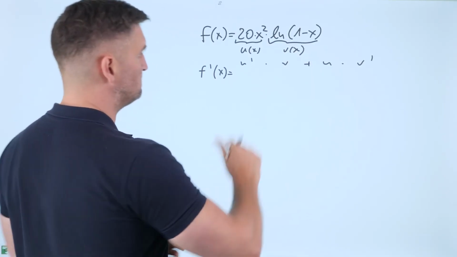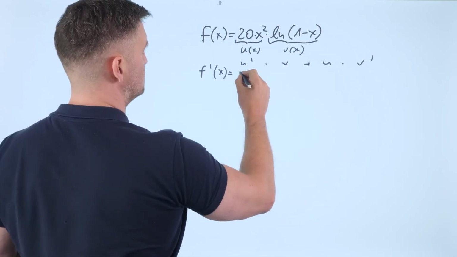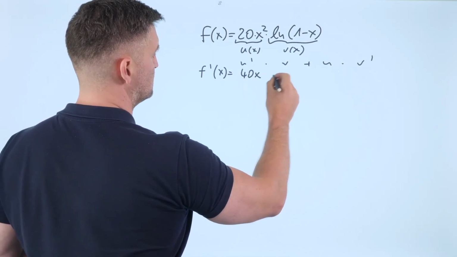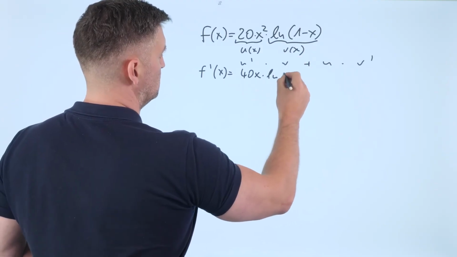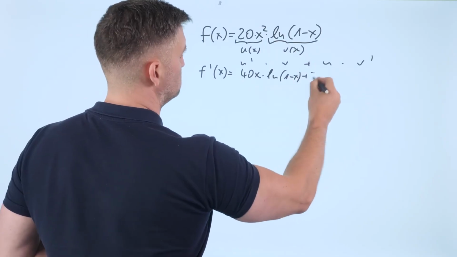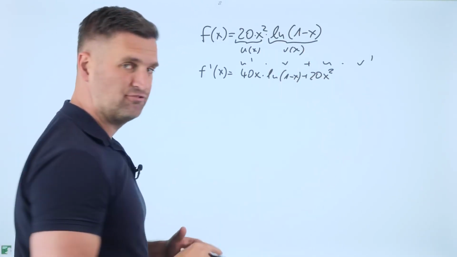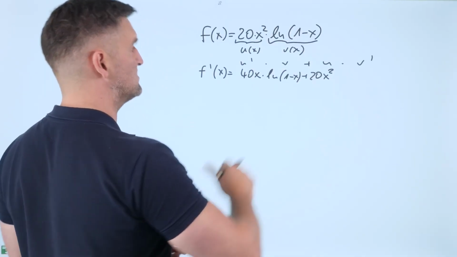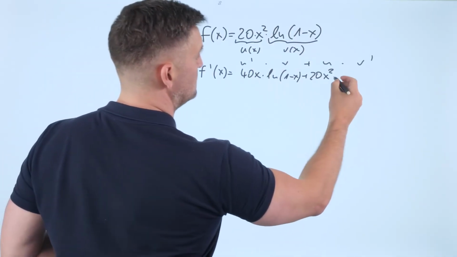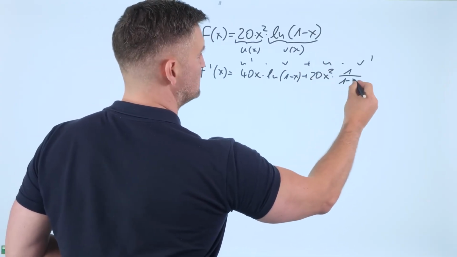We start with the derivative of u, 20 times x squared, which is 40x. The v part is carried over: 1 minus x. Plus u is carried over: 20 times x squared. And now the derivative of ln of 1 minus x. The derivative of ln is 1 over what's inside the ln, 1 minus x.